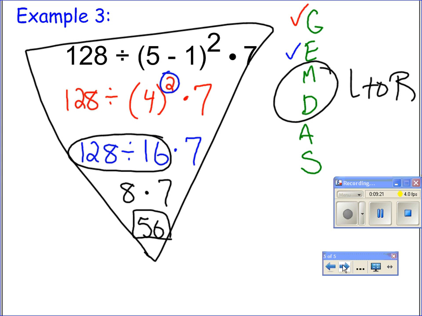Okay, so this ends the order of operations lesson. And this was remediation lesson number 4 for numbers and operations. We have one more lesson in this series.